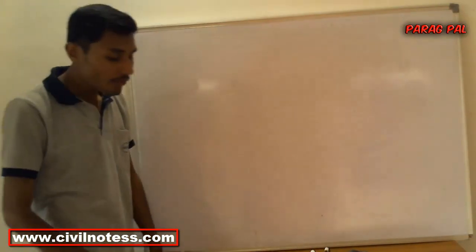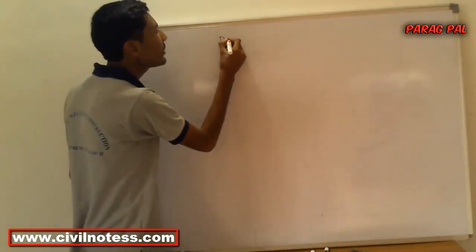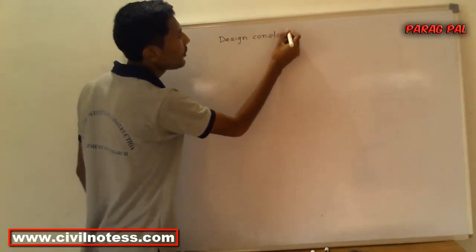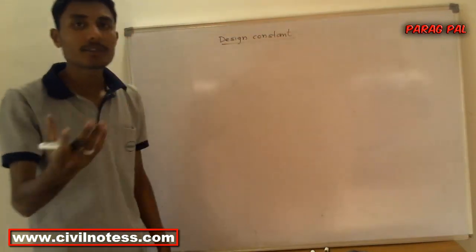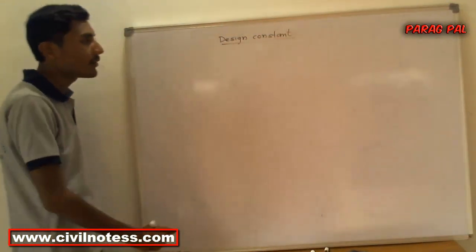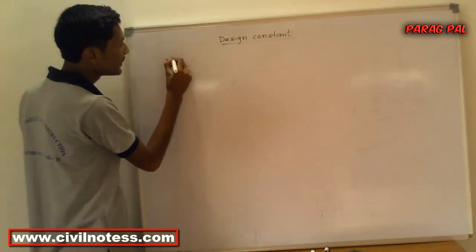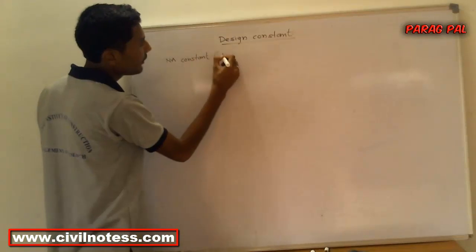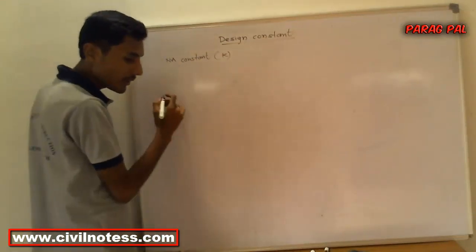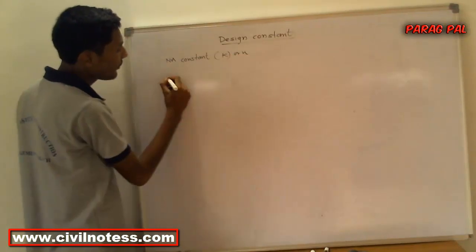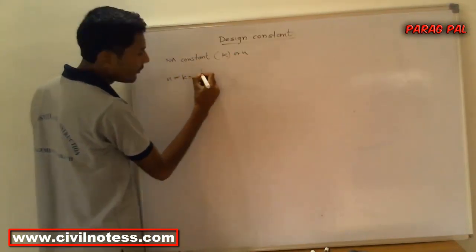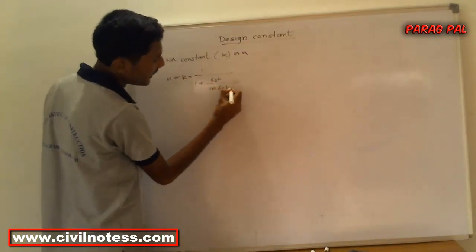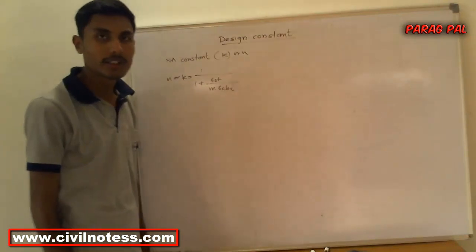So let us go to the design constants. What exactly are the design constants in the working stress method? First is the neutral axis constant, which is given by K or N. The formula for K is equal to 1 upon 1 plus sigma St upon m into sigma CBC. This is exactly the formula for the neutral axis.